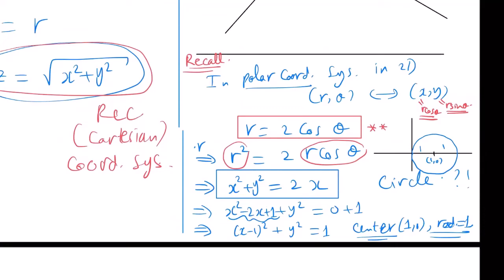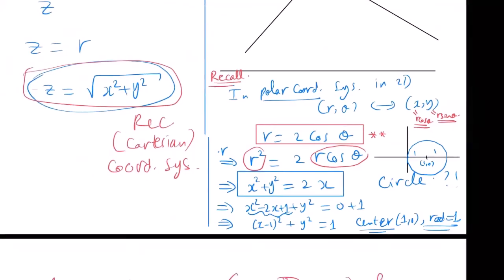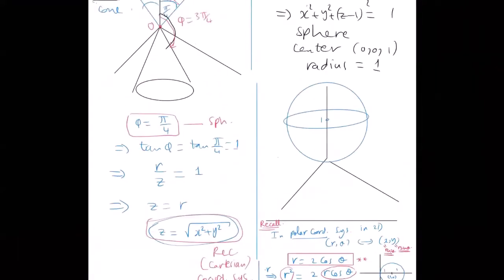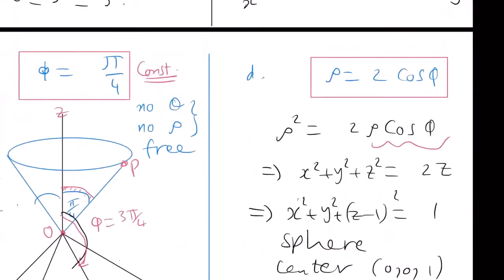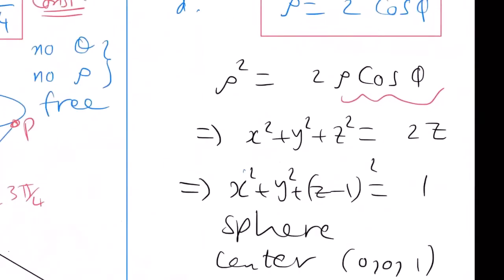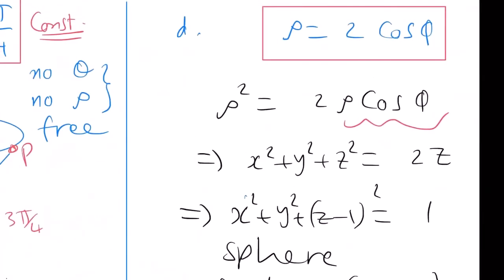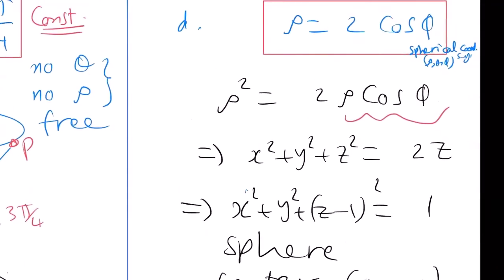So we have studied this many times in polar coordinates and cylindrical as well. So let's have the general form now: rho equals 2 cosine phi. We have the new symbols for today for the spherical coordinates. This is a spherical equation. Spherical coordinate system: rho, theta, phi. How to change it into x, y, and z? The same situation, but this is in 3D.